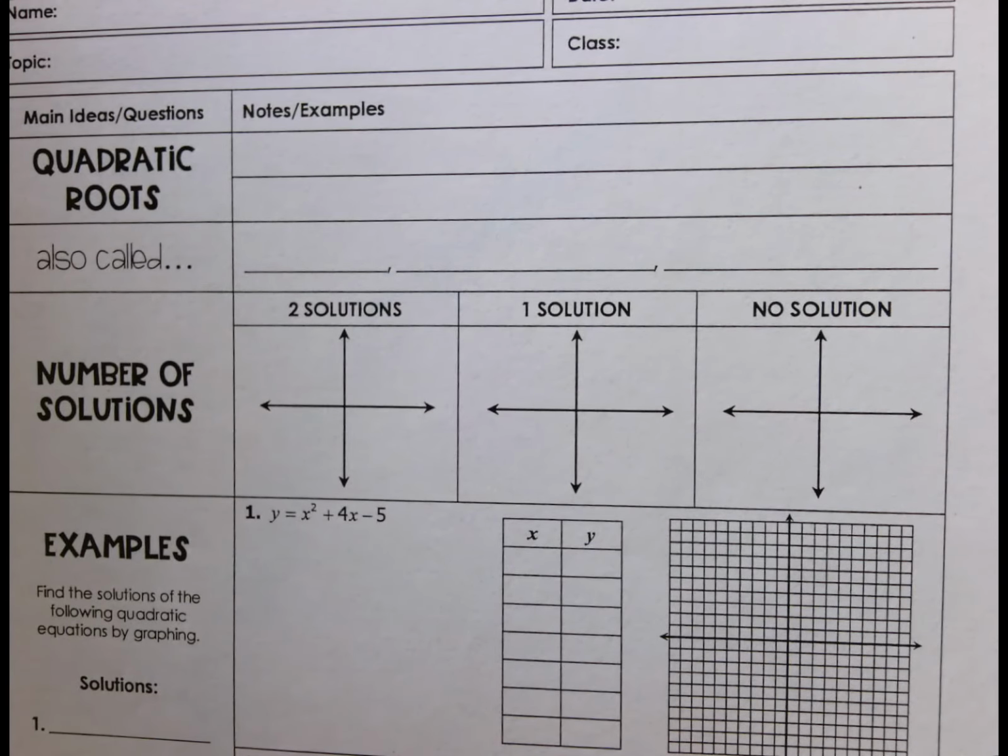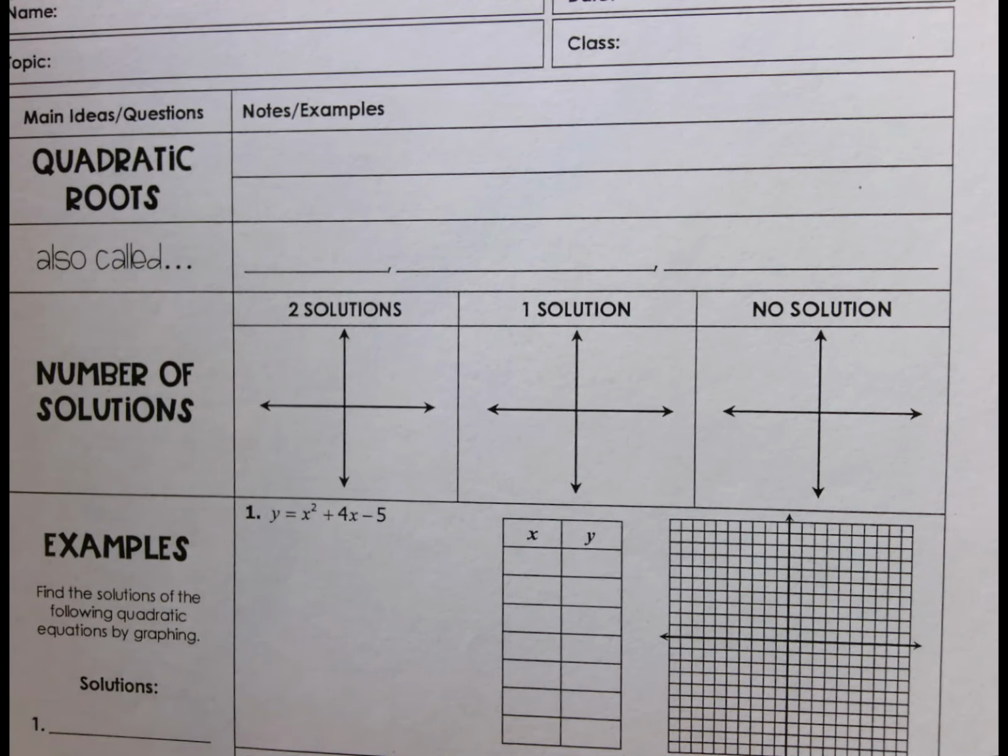Okay, last set of notes for today. We're going to be talking about how to solve a quadratic equation. So solving them, what does that mean exactly? What we're looking for when we are solving an equation are the roots.